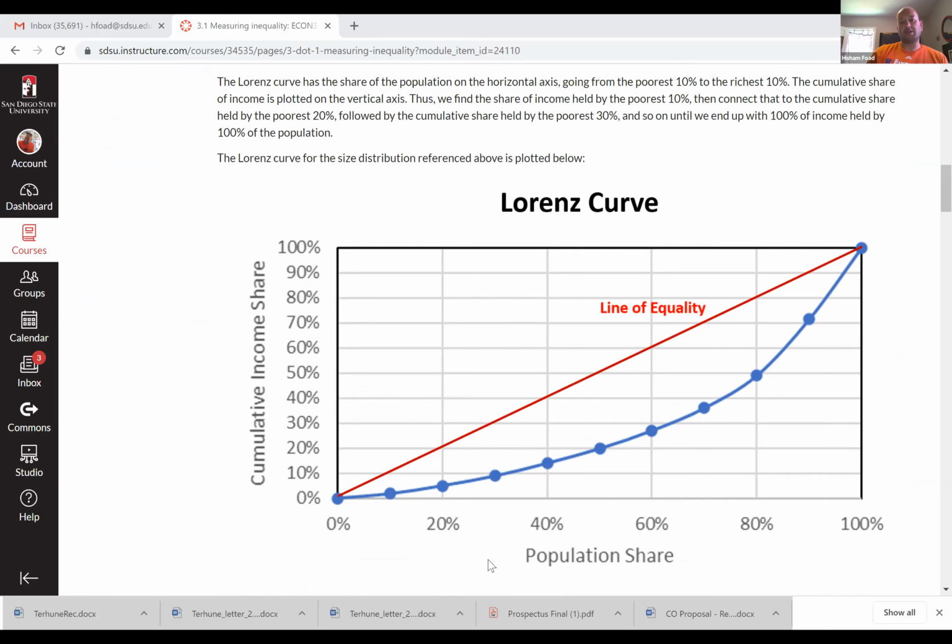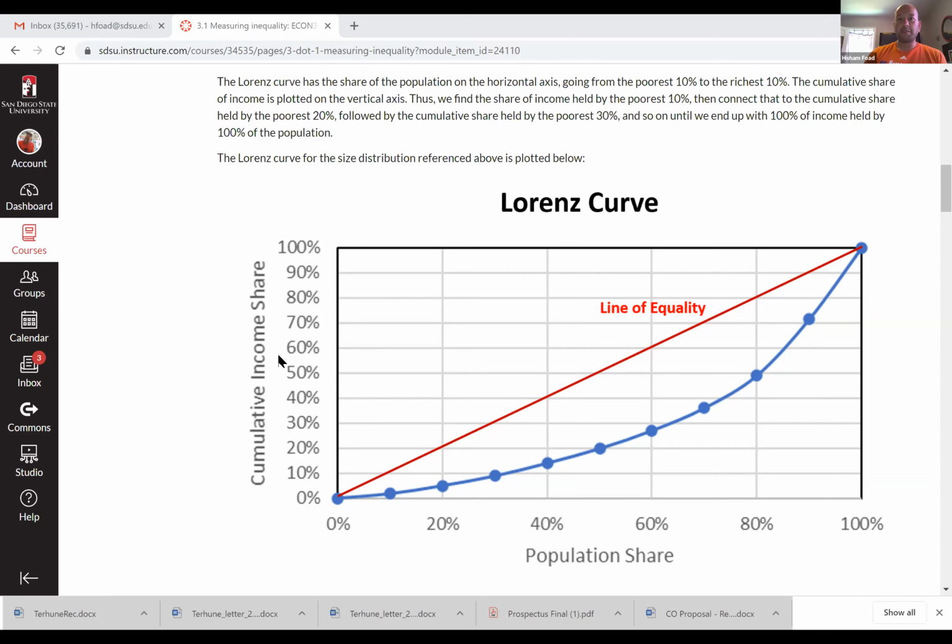But basically what we do is we take the population share on the horizontal axis and we map that against the cumulative income share on the vertical axis. So what we're going to do is we're going to say, all right, how much income is held by the bottom 10%? How much income is held by the bottom 20%, by the bottom 30%, by the bottom 40%, and so forth, until we get to 100% of the population holding 100% of the income. So whenever you're drawing a curve, there's always going to be 2 points that are on every Lorenz curve. The first point is that 0% of the population holds 0% of the income. And then the second point is that 100% of the population holds 100% of the income.